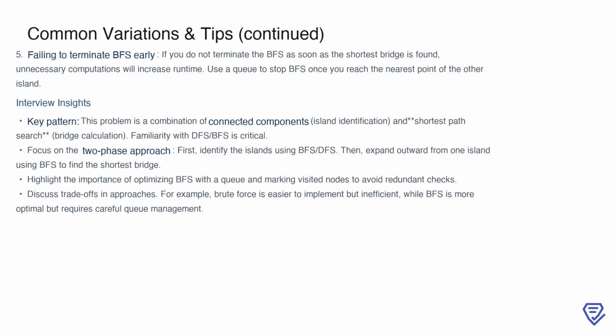Now, let's consider the bigger picture. This problem combines two essential patterns: identifying connected components, which is done during island identification, and performing a shortest path search, which is used for bridge calculation. Proficiency with DFS and BFS is critical for solving this problem efficiently. The two-phase approach is particularly effective here. First, use BFS or DFS to identify the islands. Then, expand outward from one island using BFS to determine the shortest bridge. To optimize the BFS, ensure you mark nodes as visited and manage the queue carefully to avoid redundant checks.